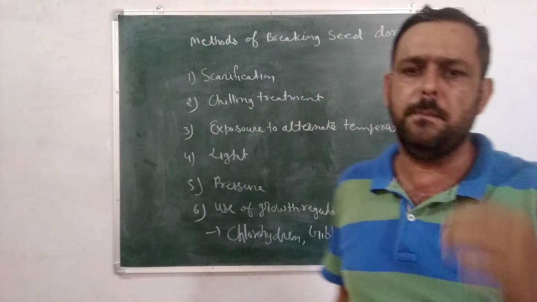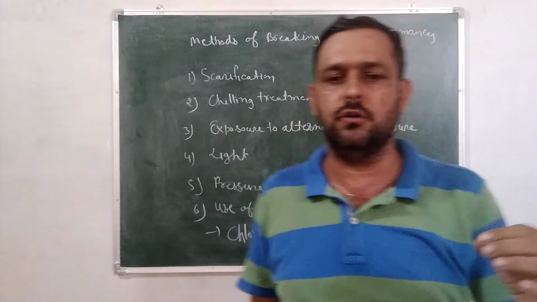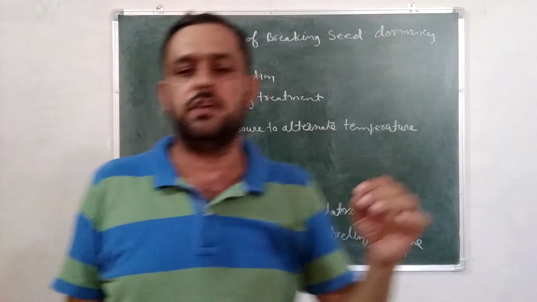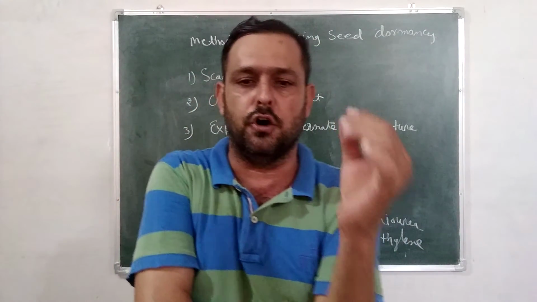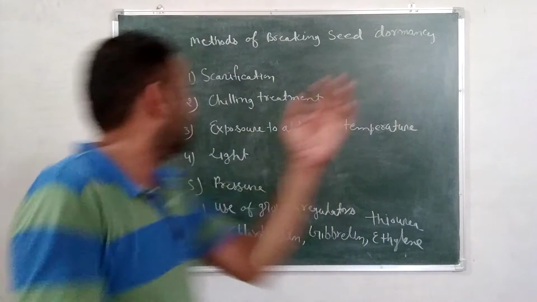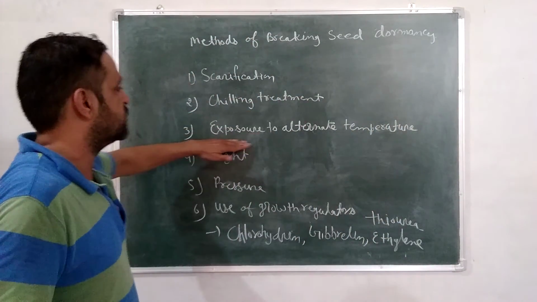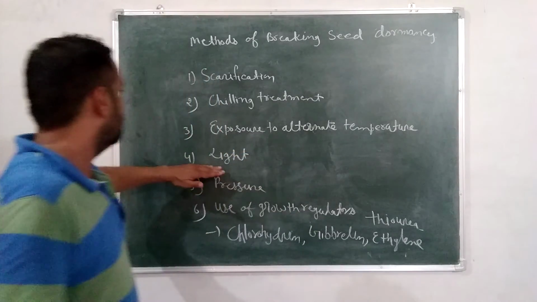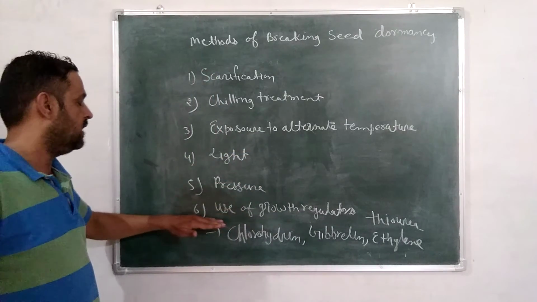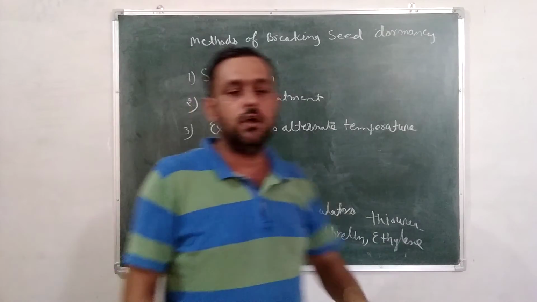Different types of methods are adopted to break the dormancy, which depends on the plant and the dormancy factor. These are the following. First, scarification. Second, chilling treatment. Third, exposure to alternate temperature. Fourth, light. Fifth, pressure. And sixth, use of growth regulators.